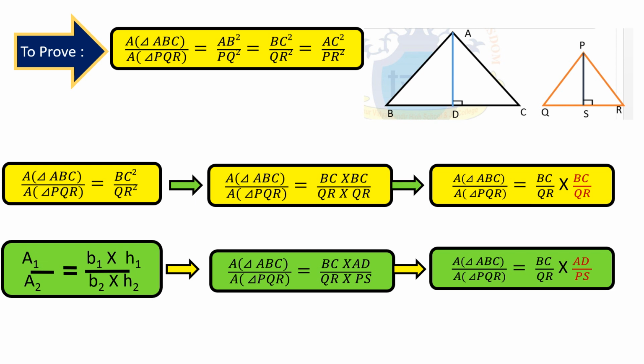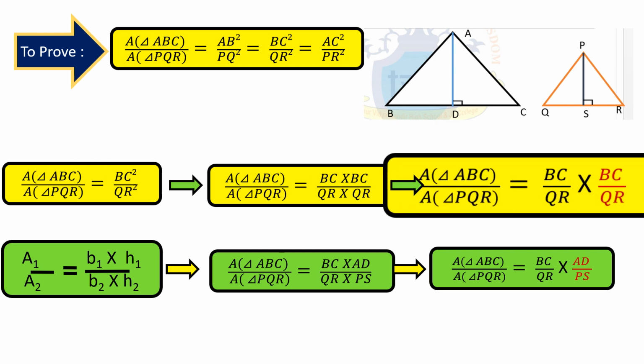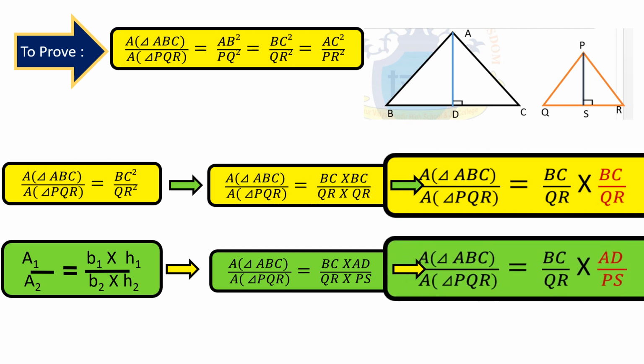Now just compare our two proofs and what we already got from our property which we have already proved. If you compare these two, you can see if I can prove AD upon PS equals BC upon QR, I can replace AD upon PS by BC upon QR and will get what is to be proved. So now I should prove BC upon QR equals AD upon PS.